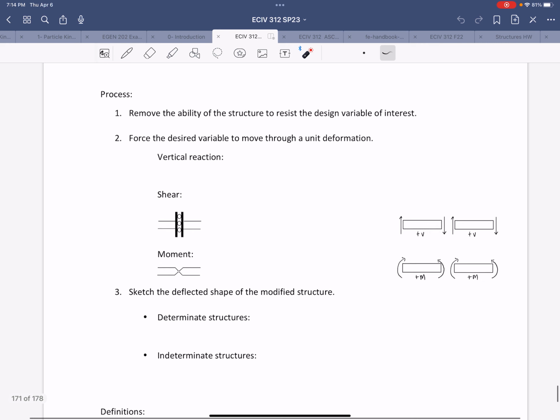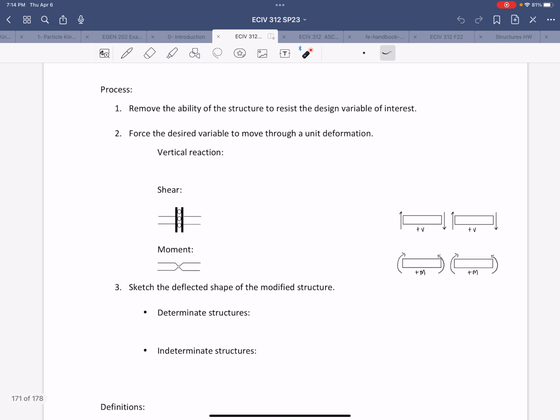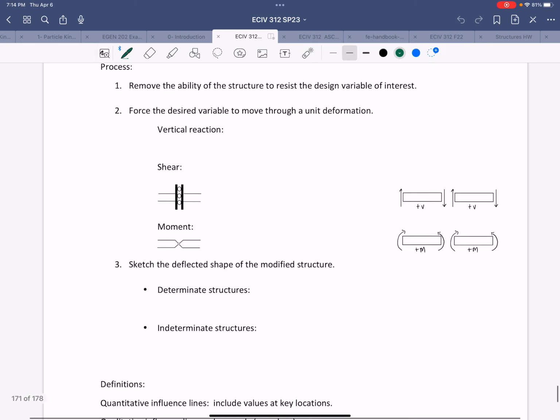This is best demonstrated through examples, but first it's important to define a few components of the process. So the first step in the process is to remove the ability of the structure to resist the design variable of interest. And that design variable of interest is whatever we want to draw the influence line for, a reaction or shear at a specific point or a moment at a specific point.